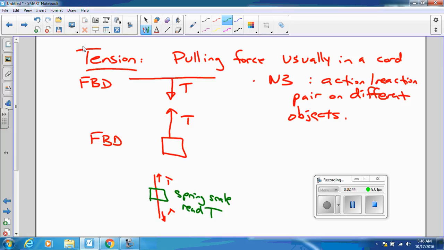Now let's think about this. Why does that work? Well, consider the spring scale by itself. The spring scale is designed so that if you put a weight on it like that, then it pulls down, right? But what is happening at the other end of that spring scale? Because the spring scale is not accelerating, we know that there is no net force.